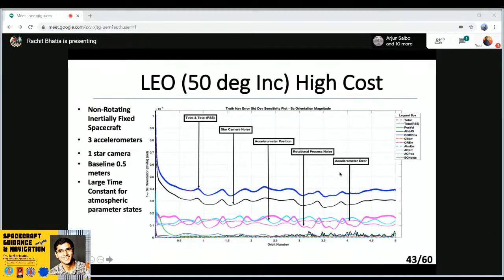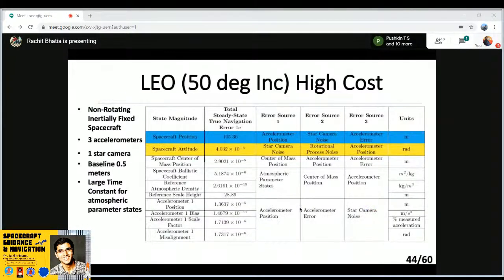Similarly, what is the second contribution? That is rotational process noise. If I can make my model such that the rotational process noise is lower, then I'll get better results. So that is the whole purpose of doing this analysis.